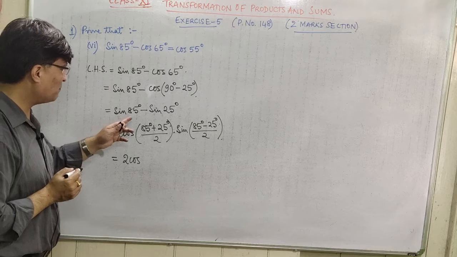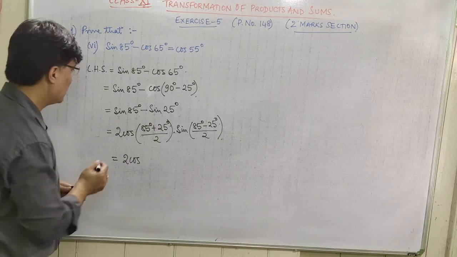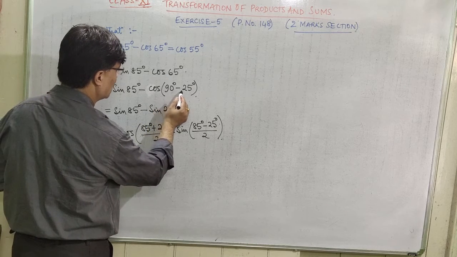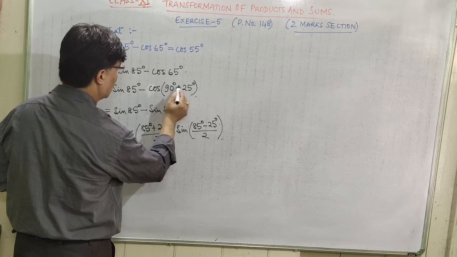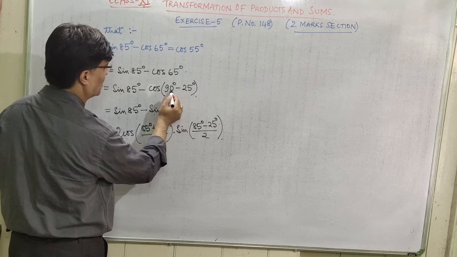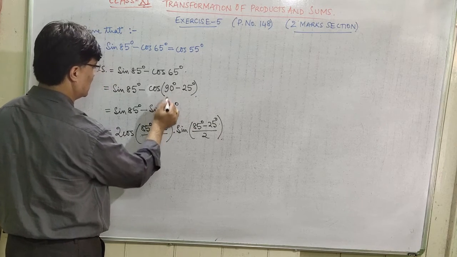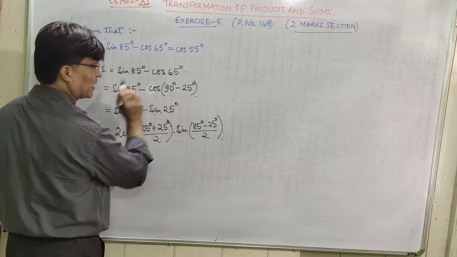What is 85 plus 25? Is it correct? 90 minus 25, 5 plus 10. This is what? 8 minus 2 is 6, right?